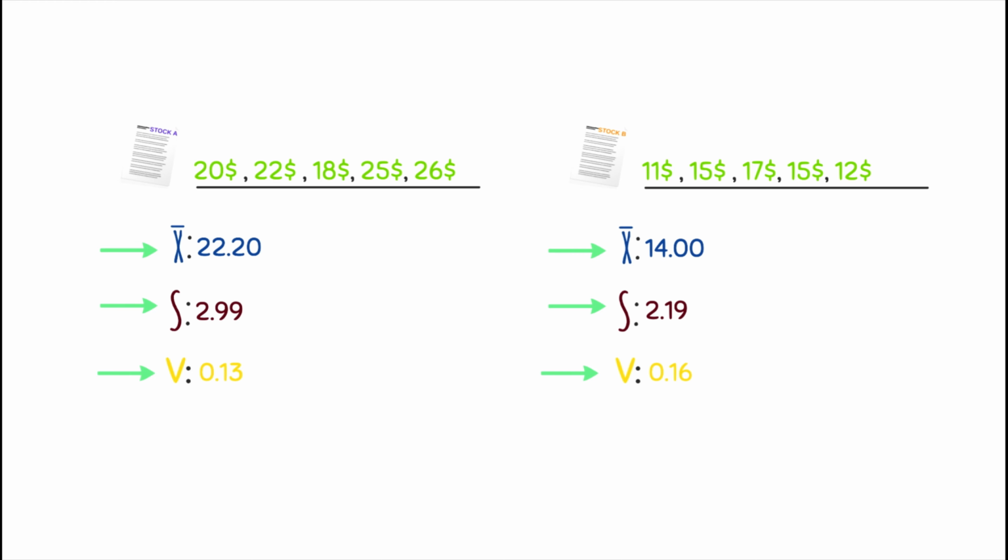By the way, when we are dealing with data on different scales, such as prices in dollars or time in hours, the coefficient of variation also helps us compare the dispersion effectively.